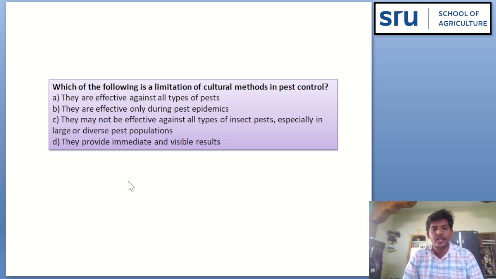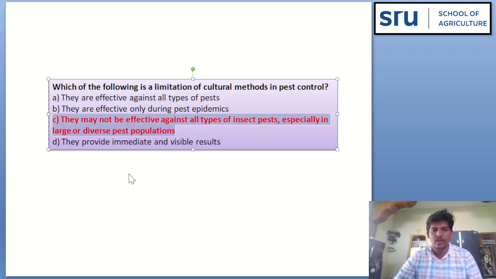Which of the following is a limitation of cultural methods in pest control? A: They are effective against all types of pests. B: They are effective only during pest epidemics. C: They may not be effective against all types of insect pests, especially in large or diverse pest populations. D: They provide immediate and visible results. So here the correct answer is C: they may not be effective against all types of insect pests, especially in large or diverse pest populations.